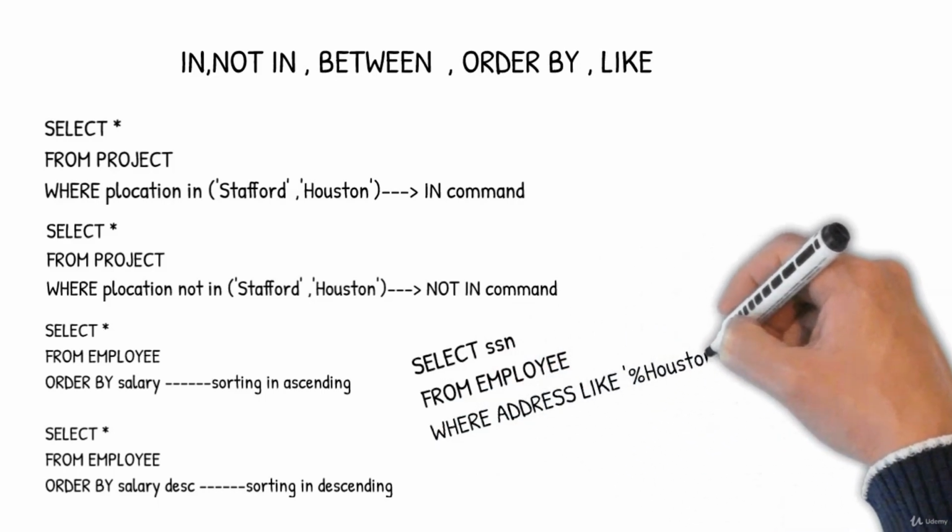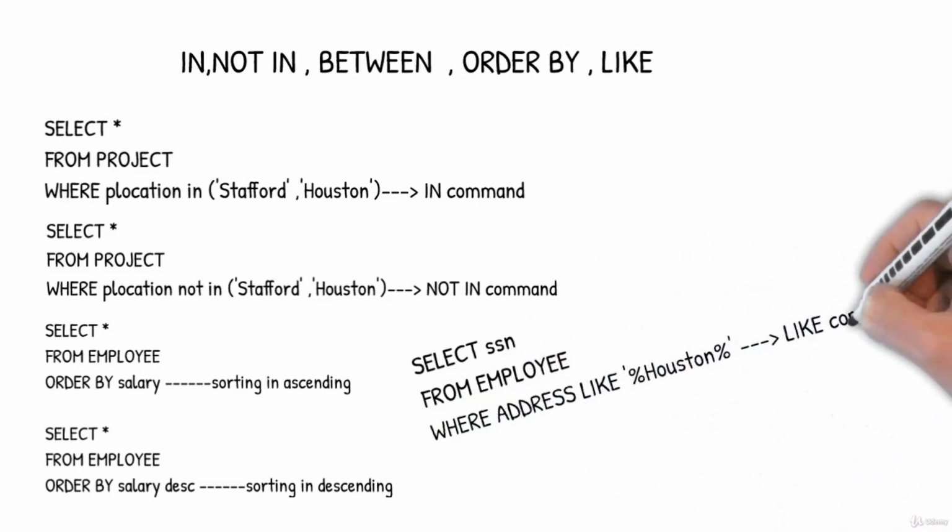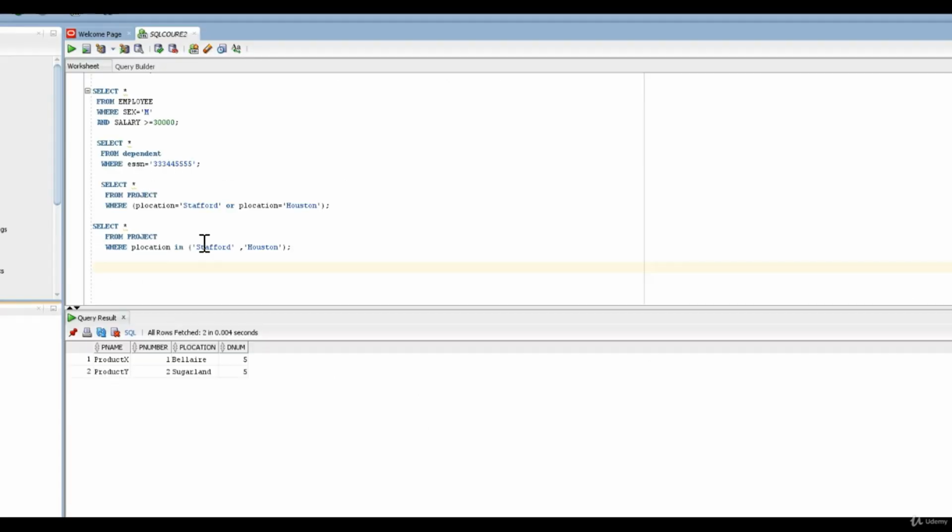Now the like function acts as a wildcard character, and it is widely used in the natural language processing of data science. Select SSN from employee where address like Houston percentage. If you see the address column, the address includes all the details including the city. We're going to fetch all the employees whose address is in Houston, so we make use of the percentage sign. We'll go through this SQL query in more detail in the SQL developer.